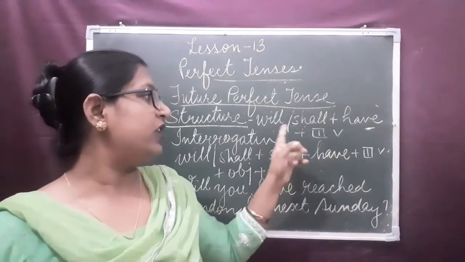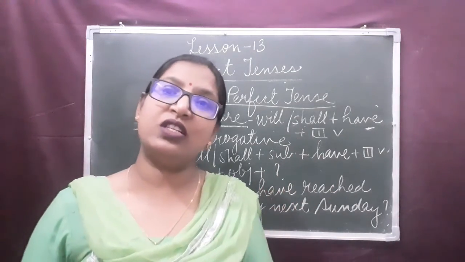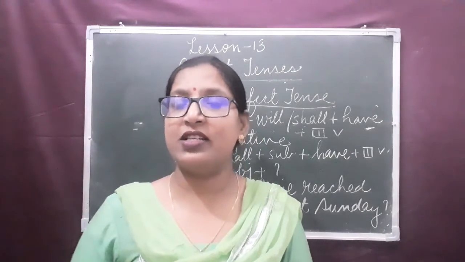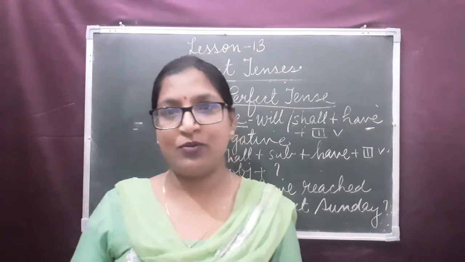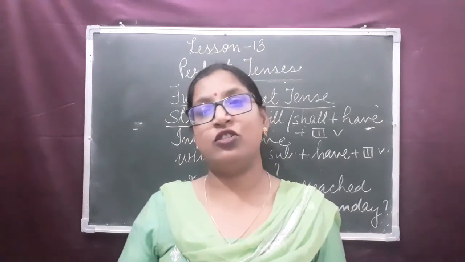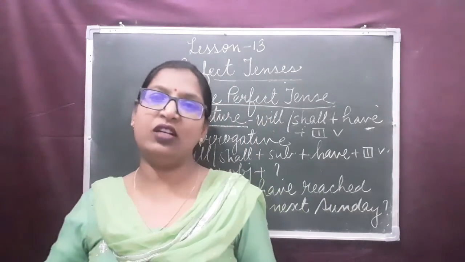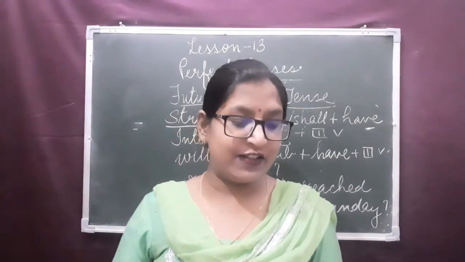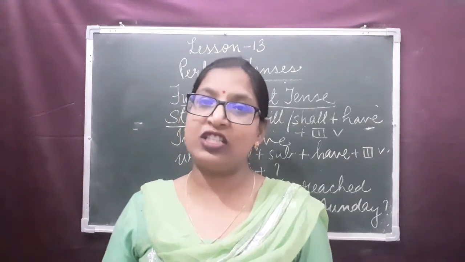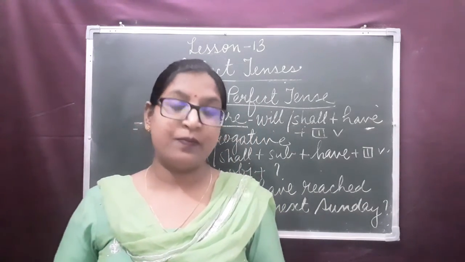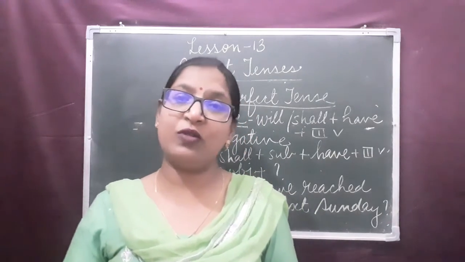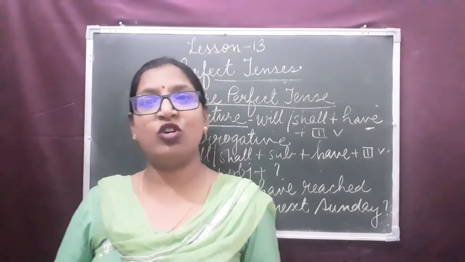So, in all perfect tenses, we use the third form of the verb. In affirmative sentences, the sentence begins with the subject plus the modal auxiliary will or shall plus have plus the third form of the verb plus the object or the complement. Then in negative sentences, it begins with the subject plus the modal auxiliary will or shall plus the word of negation not plus have plus the third form of the verb and then the object or the complement.